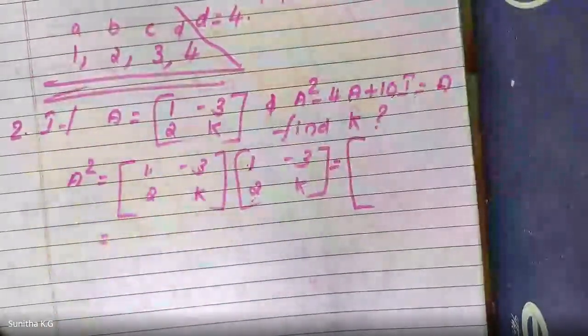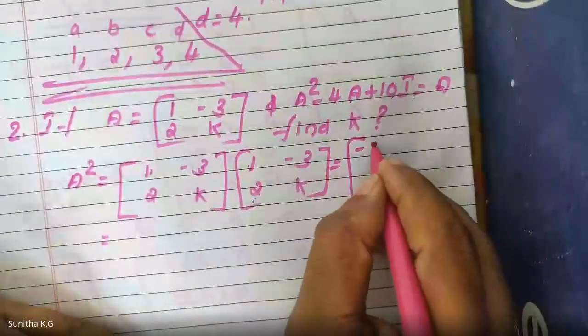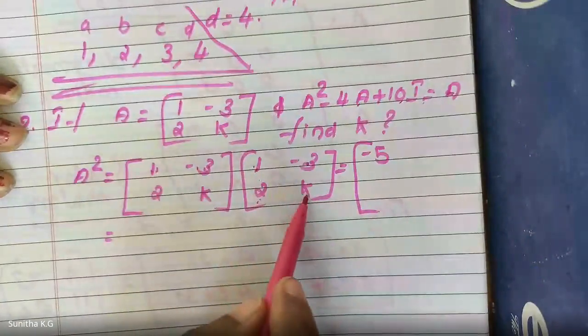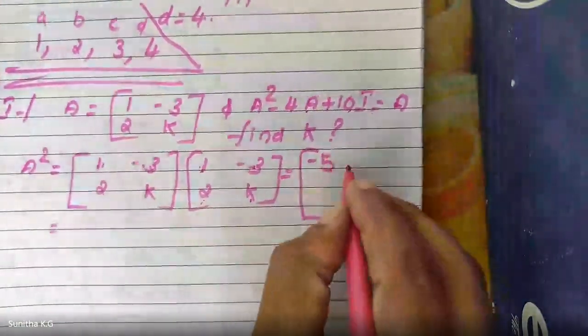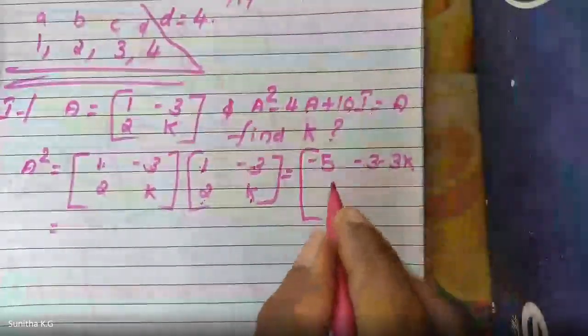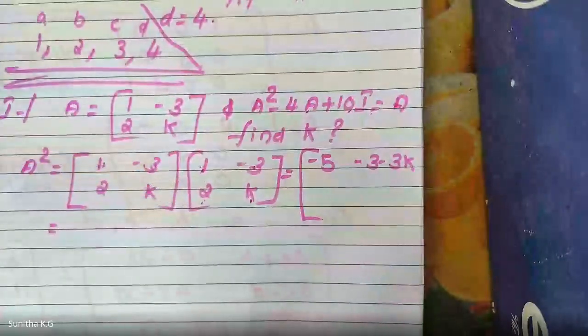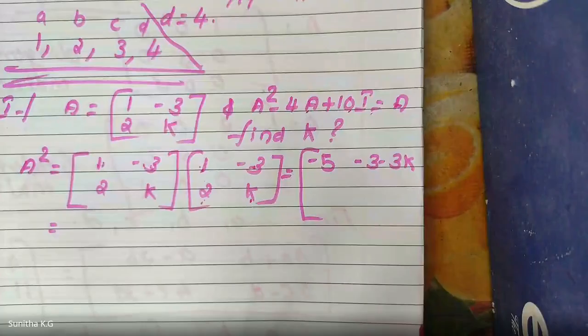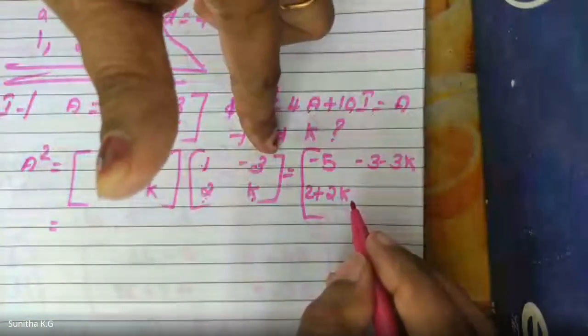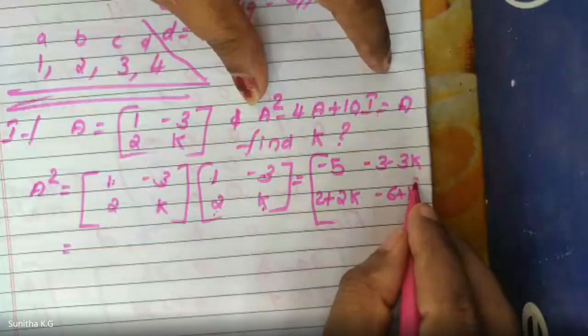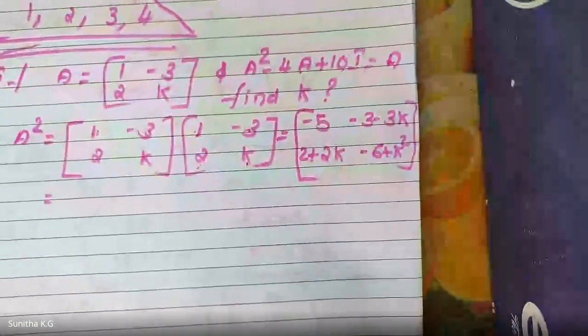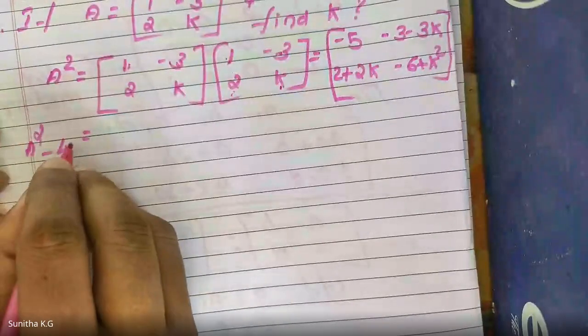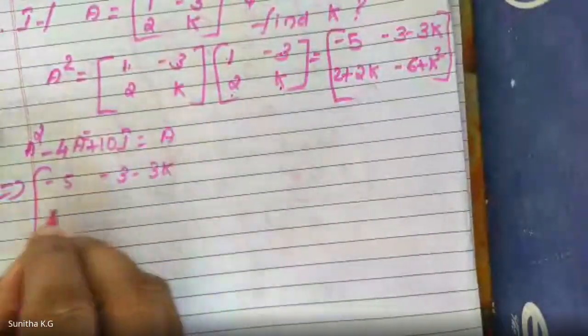Okay. So 1 minus 6, that is minus 5. What is the next element? 3k minus 3. Minus 3 minus 3k. Next, 2 plus 2k. Then minus 6 plus k square. This is actually A square. So A square minus 4A plus 10I equal to A implies minus 5, minus 3 minus 3k.